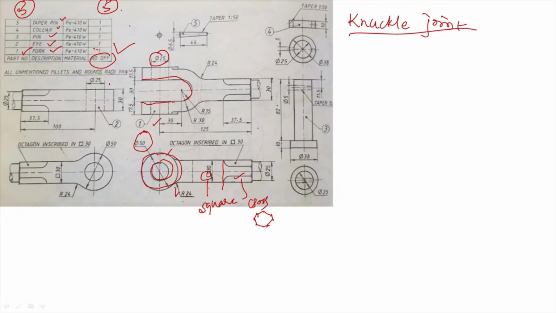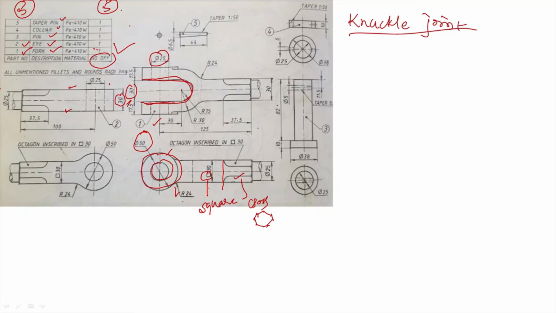Next, coming to the second part. The second part is the eye. Now you just look out. It has some gap here. How much is the gap here? 30 mm. It has a thickness of 30 mm. Now you can correlate these two dimensions. That means this eye is to be placed inside the fork.